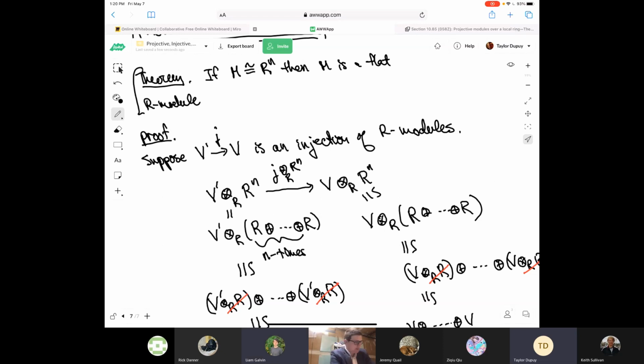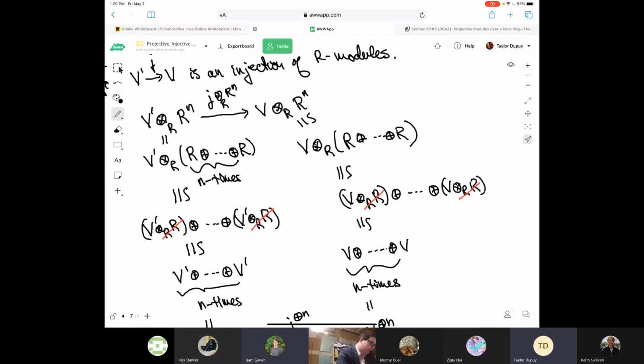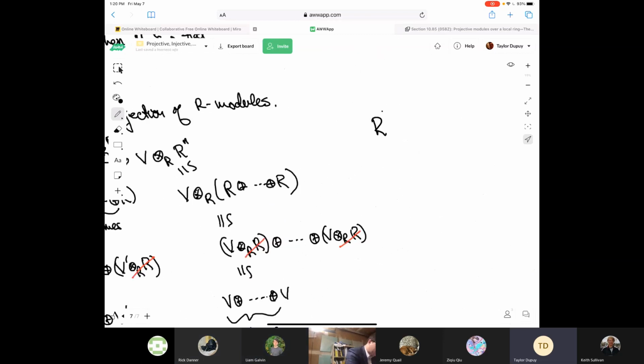What's the difference between the notation of R to the n and R to the n, R to this thing? Yeah, exactly. They're the same. Got it. Thanks. I only do this to emphasize that it's a direct sum sometimes.